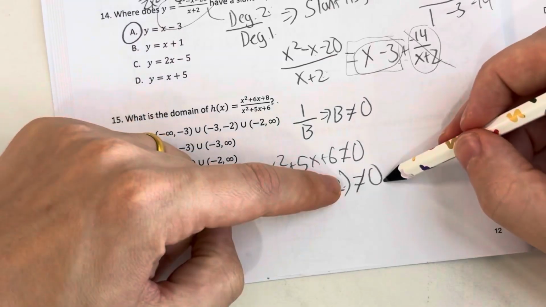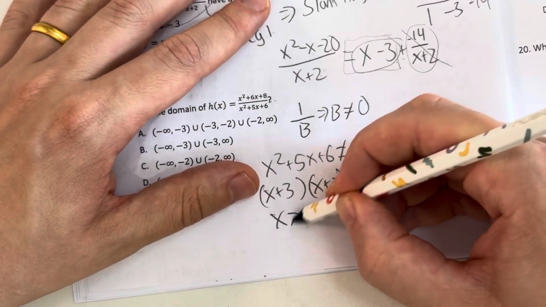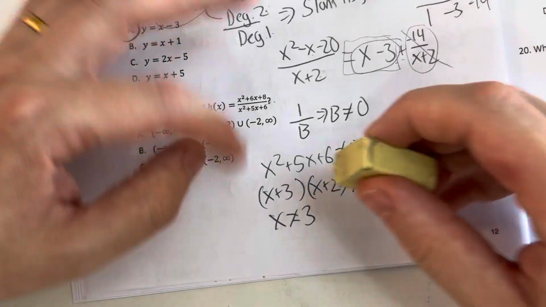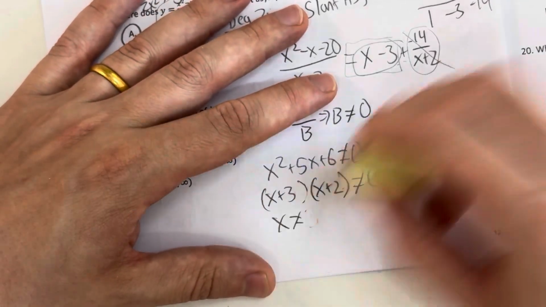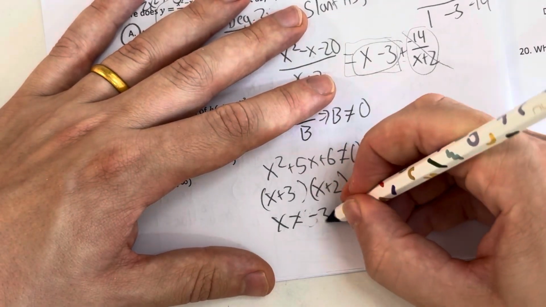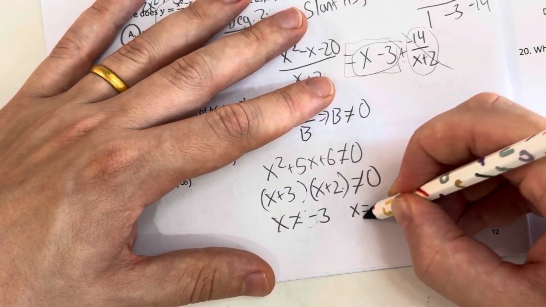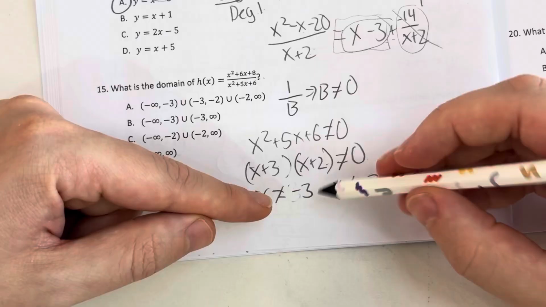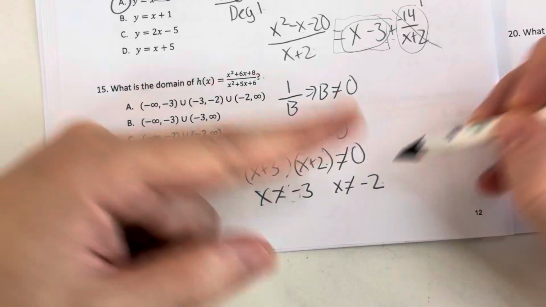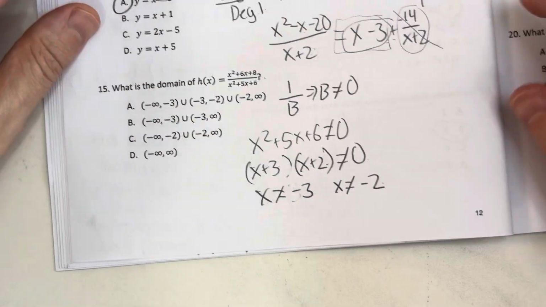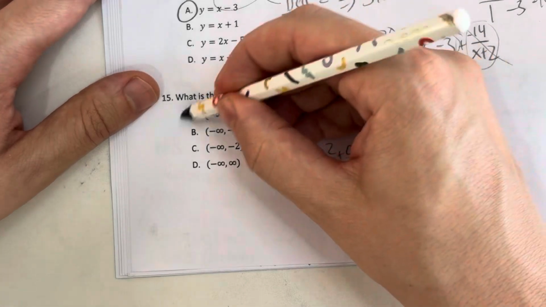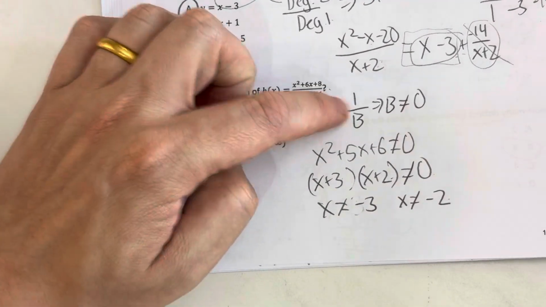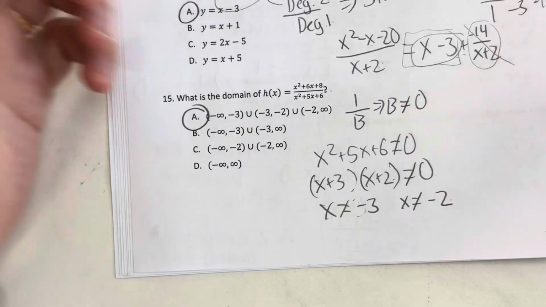To make this not equal to 0, we just need x cannot be 3. Oops, mistake, what's my mistake? This is negative 3. We don't want to make the factor equal to 0. So that's it. We're going to have vertical asymptotes at x equals negative 3 and x equals negative 2, which means that you have gaps in your domain. Negative infinity to infinity, but with a gap at negative 3 and negative 2.